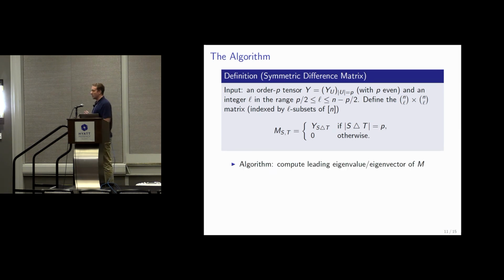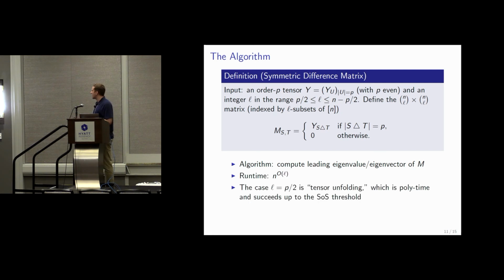So maybe it's not clear at all how you would come up with this a priori, but the algorithm is essentially just to compute the top eigenvector of this matrix, and then there's a very straightforward rounding procedure to get this back to a vector of the correct length. So the runtime is n to the L. This recovers the basic tensor unfolding algorithm as its first level.